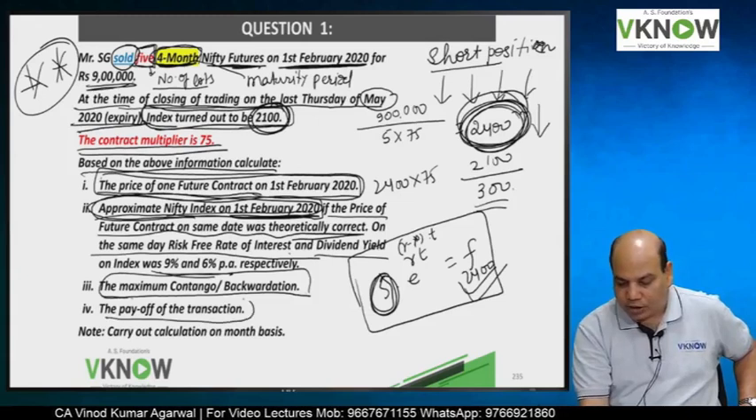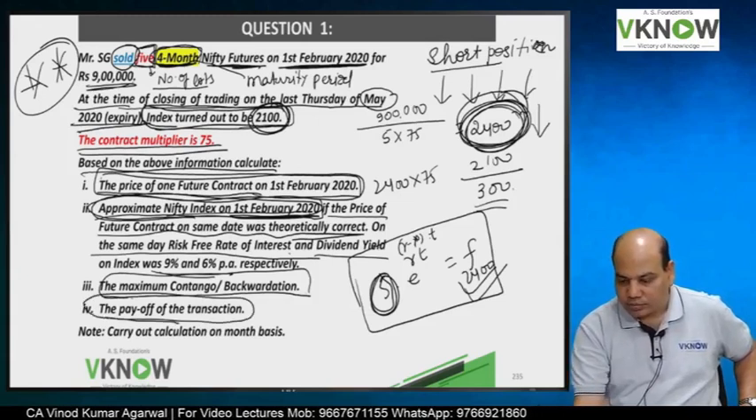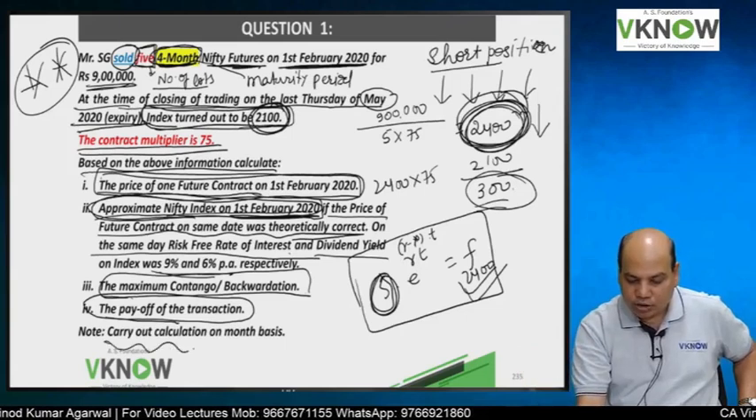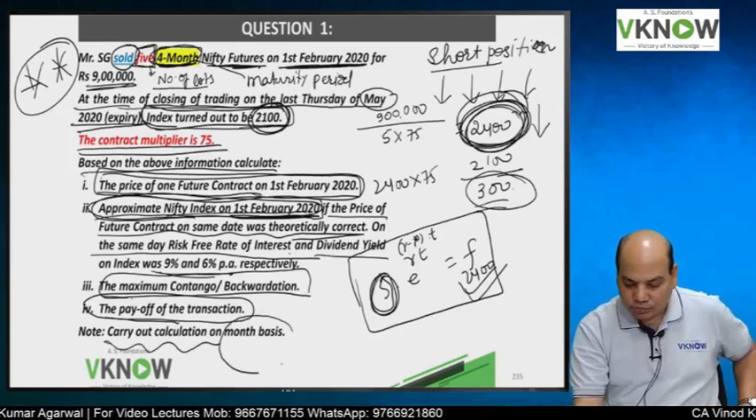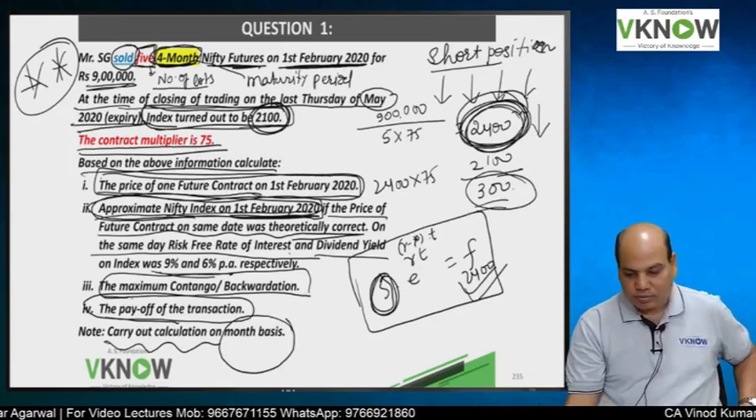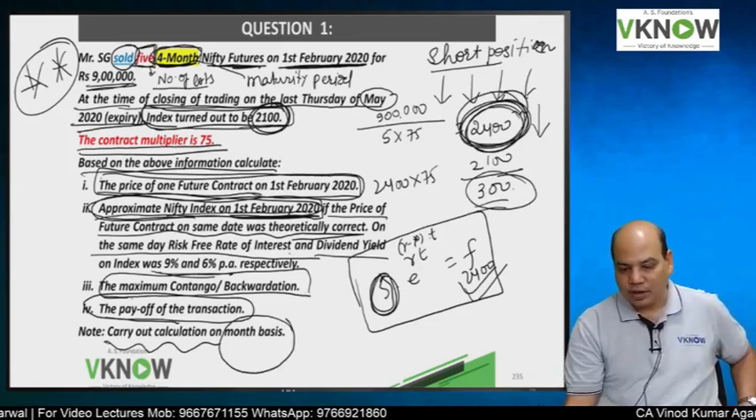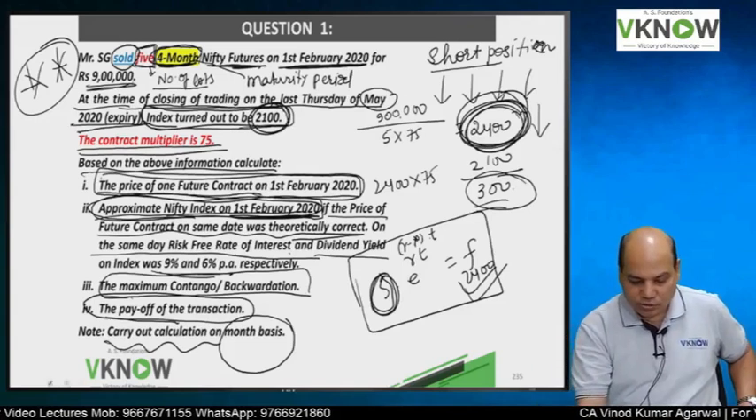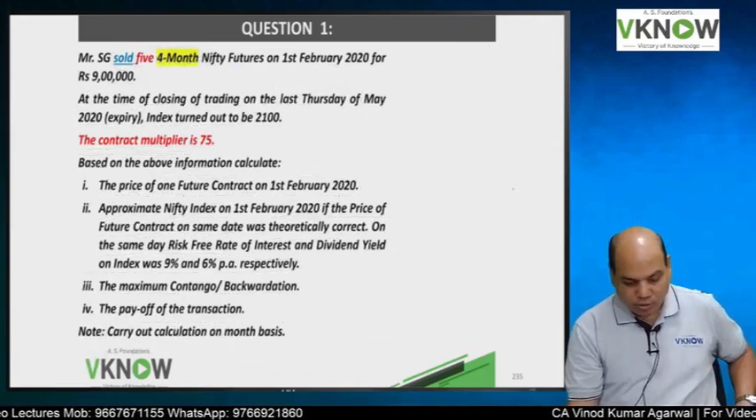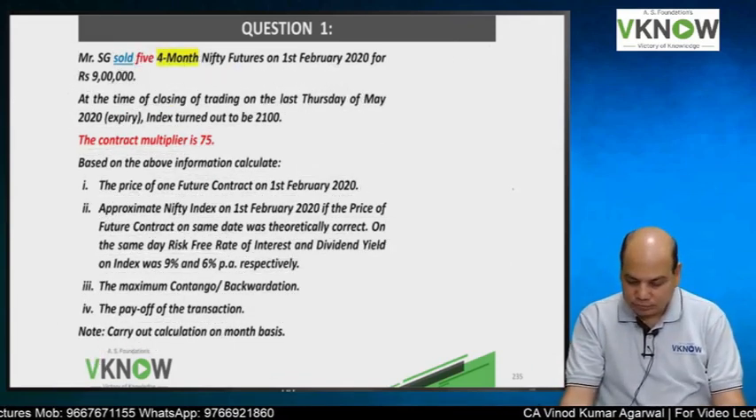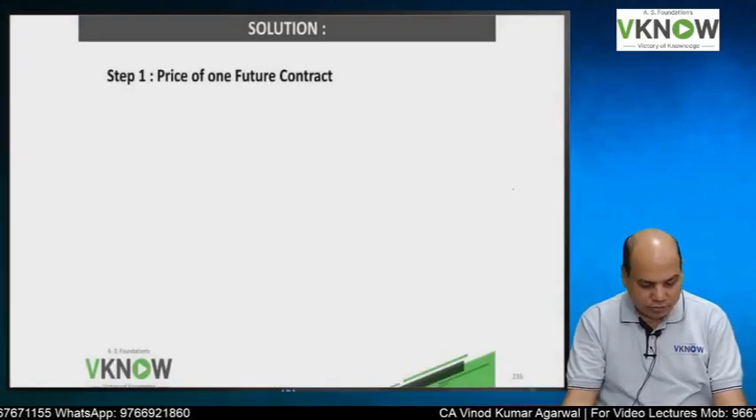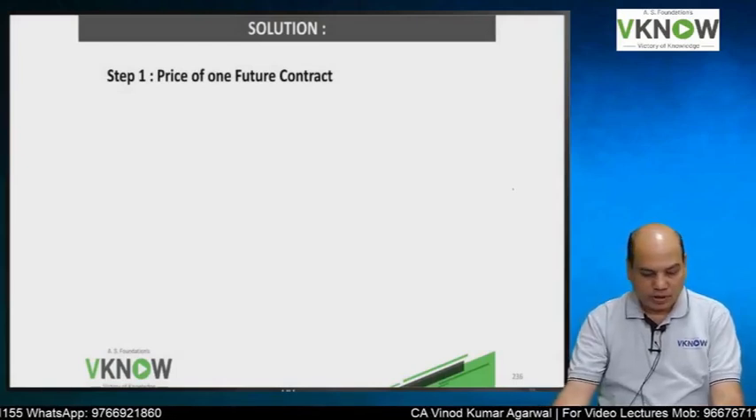The payoff of the transaction means profit. That we have done, 300 into 375. Carry out the calculation on month basis. So 4 months, wherever applicable, 4 months. You can do calculation on days basis also, but that will be a little more complex. Right? So please write down the answer one by one. Everybody should participate.